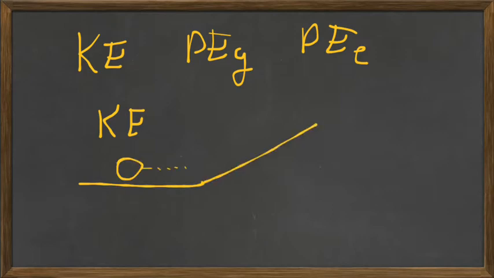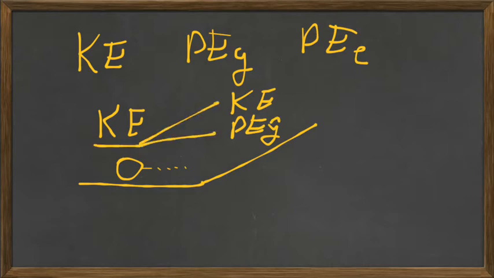However, the ball now starts to go up an incline. Well, now there's kinetic energy because he is in motion, but he's also gaining height. He's got some gravitational potential energy as well. So this energy that was all kinetic has now been distributed into two different types.